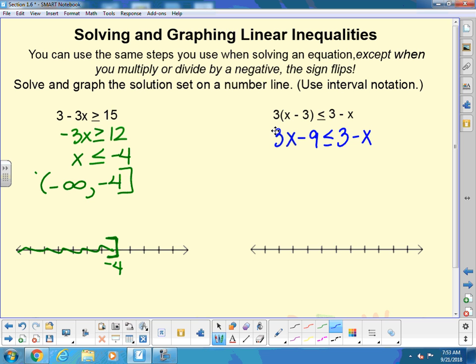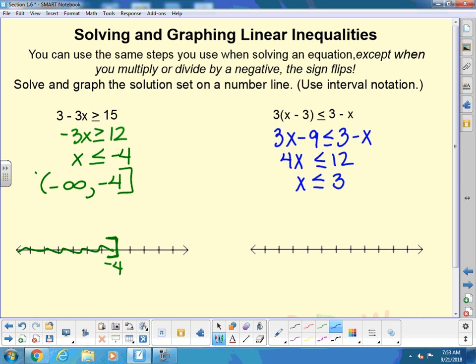We need to get like terms together here. I'm going to add my x over to this side, make it a 4x. I'm going to add my 9 over, make it a 12, and then divide by 4, x less than or equal to 3 you should have. If you moved things to the other side, you would have just divided by a negative instead, and it would have flipped that inequality.